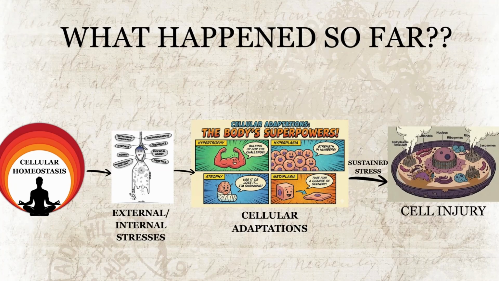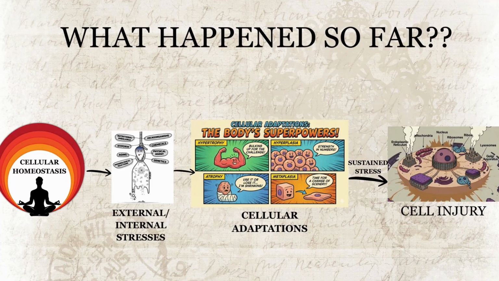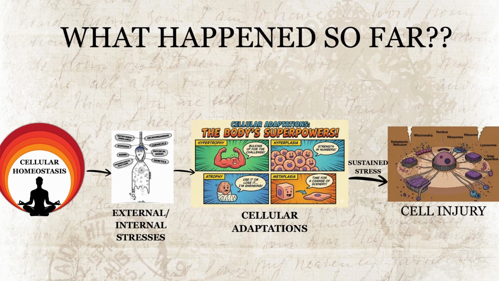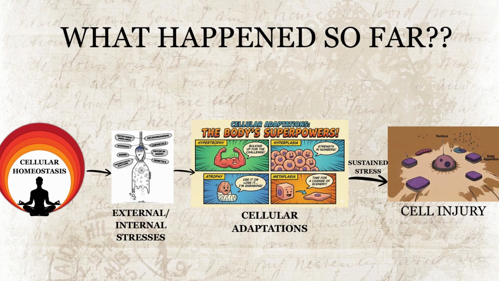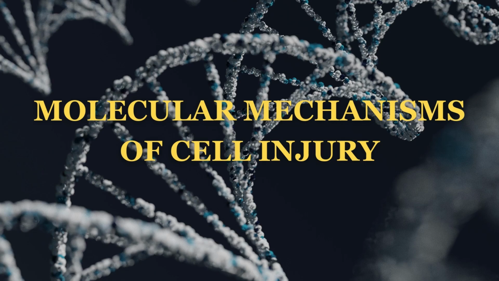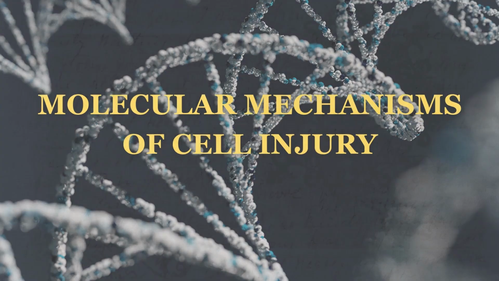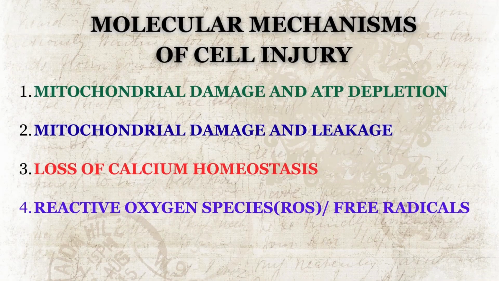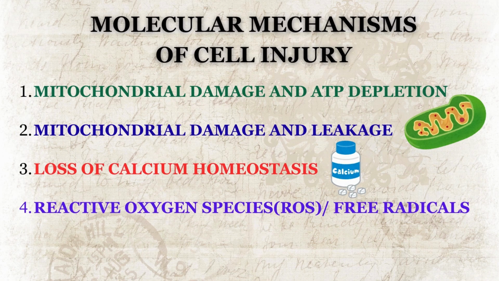Okay, adaptation failed. The attack was too sudden or too severe. The city walls are breached. We are now in cell injury, PA 2.1, PA 2.2. How does the city actually break? We look at the molecular level. There are four main mechanisms that interact: mitochondrial damage and ATP depletion, the power failure, mitochondrial damage and leakage, loss of calcium homeostasis, and reactive oxygen species or free radicals.